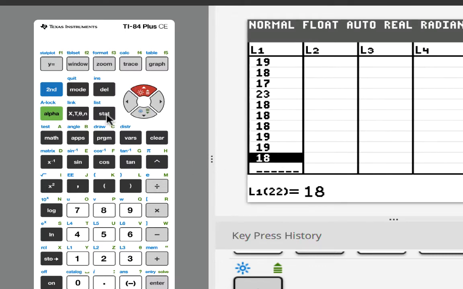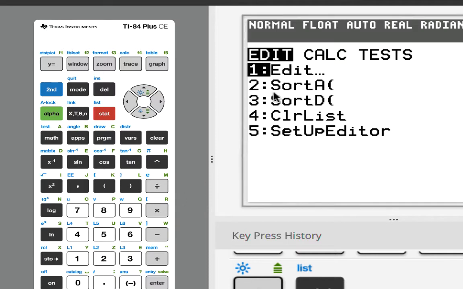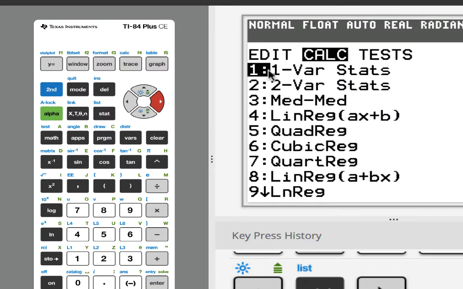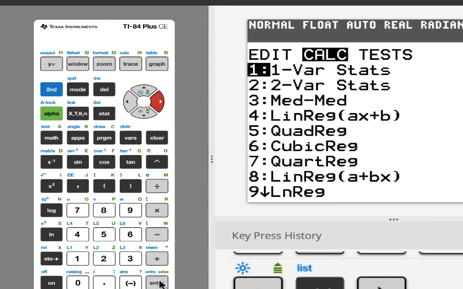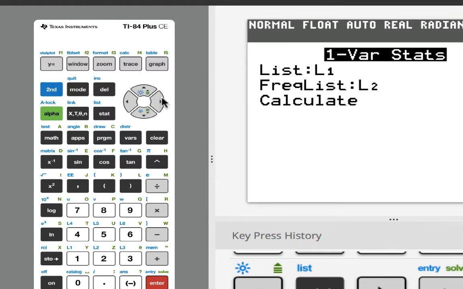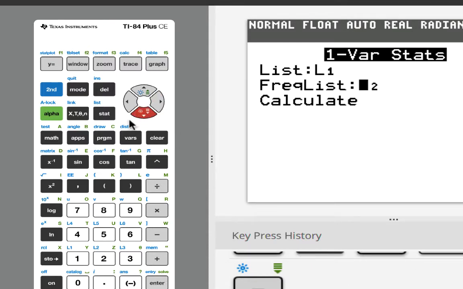So go ahead and click on Stat, guys. Now take your cursor to Calc. You already see the 1 is highlighted, and that's what we have to do. Click Enter. Now you need list L1. We do not need anything in frequency list. So please take the cursor, if you have something written over there, and delete it. Okay, and then take the cursor to Calculate and press Enter.